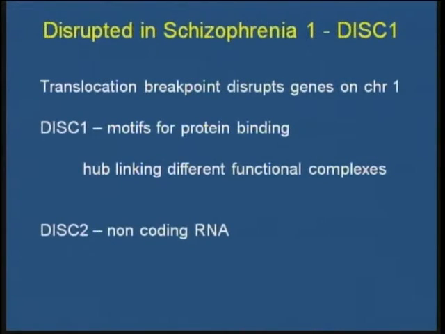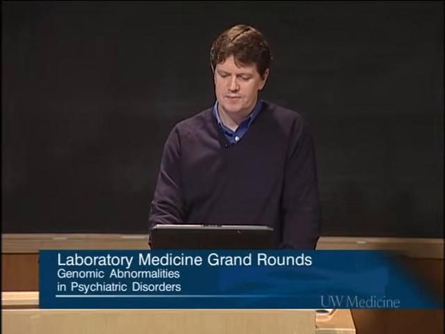When the gene was identified, it was a novel gene with motifs suggesting that it might be involved in protein-protein binding. And since then, it looks like DISC1 is actually acting as a hub, linking different functional complexes within the brain. Interestingly, also at the chromosome 1 breakpoint is another gene called DISC2, and it's actually on the other strand of DISC1, and it's a non-coding RNA. And lots of people speculate that this is actually the target of the translocation, but it hasn't been fully revealed yet.